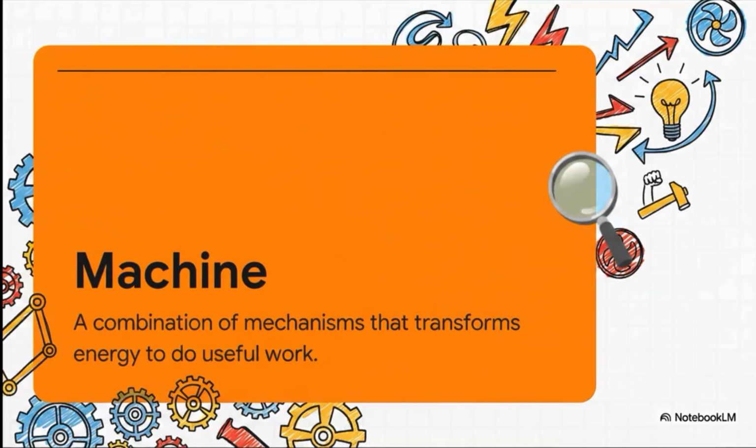Okay, so if that's a mechanism, then what's a machine? Well, a machine is kind of the next level up. It's when you take a bunch of mechanisms and put them together to do something useful. It's not just about changing motion anymore. It's about taking energy and turning it into actual work. A machine, you see, has a job to do.